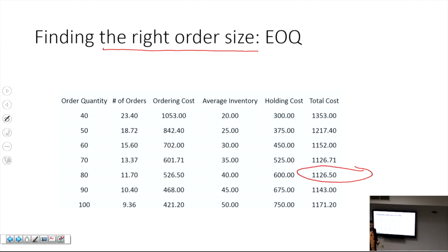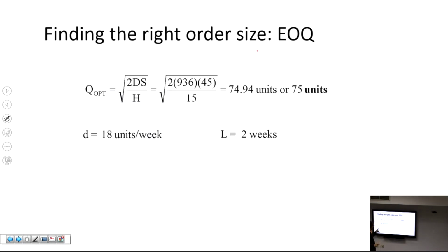So then here is the formula to find the right order size. This will be printed for you on the exam. That's the formula. I'm putting in the numbers in there. The notation is introduced on the previous slide, right? You put the numbers in and you get an order size of 75. And the order size of 75 will give you the lowest total cost for the entire year.